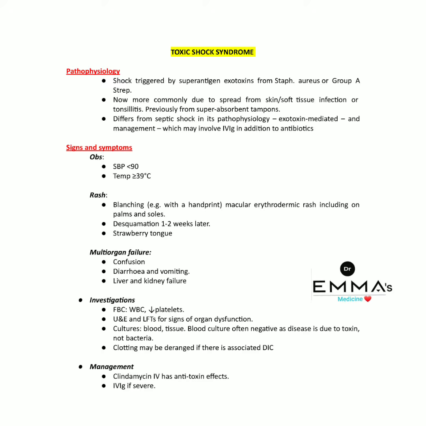Now about investigation. What investigations do we do in toxic shock syndrome? There is a full blood count, WBC, with decreased platelets, thrombocytopenia, and we see that blanching rashes are also present. Urinary and liver function tests for signs of organ dysfunction. Cultures: blood, tissue. Blood culture is often negative as the disease is due to toxin, not bacteria.